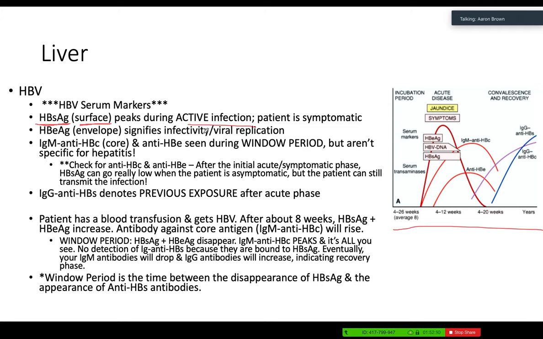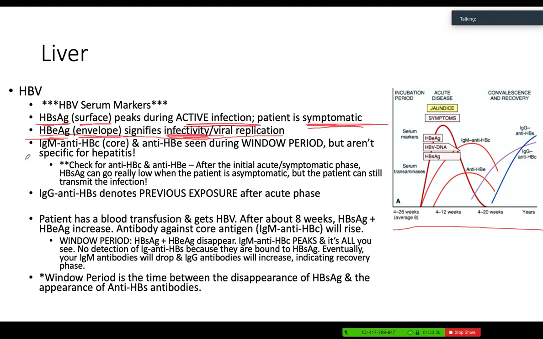And if we think about this, it kind of makes sense. If there's a virus in your body that's actively multiplying and actively making progeny, it should be releasing a lot of those surface proteins into the bloodstream, okay? And so a surface antigen peaks during active infection, okay? This patient's going to be symptomatic. HBE envelope signifies infectivity or viral replication, okay? And so the envelope is part of this viral progeny, okay? And so if the envelope is active in the bloodstream, that's telling you that this patient can go on to infect other people, okay? So I'd like you to memorize the fact that envelope antigens signify infectivity.